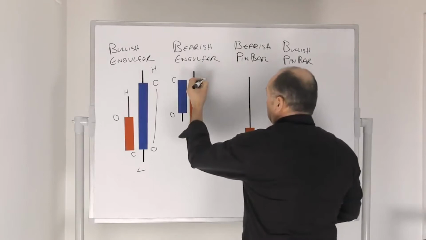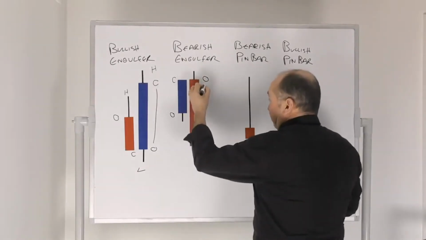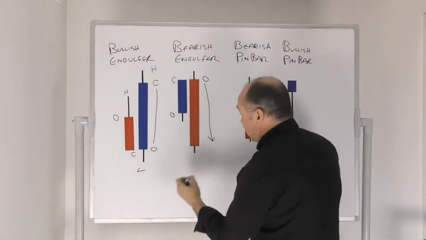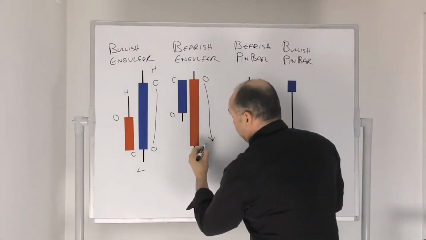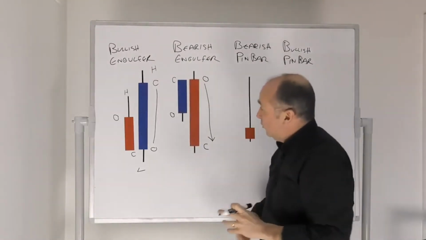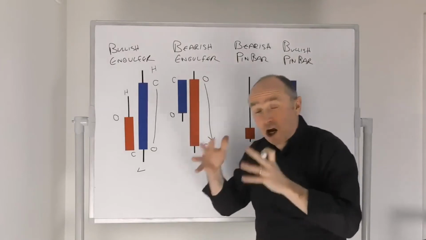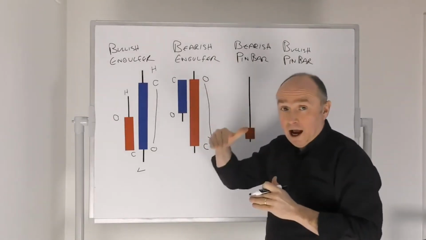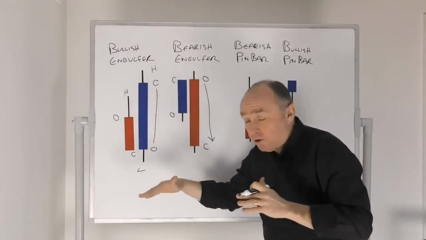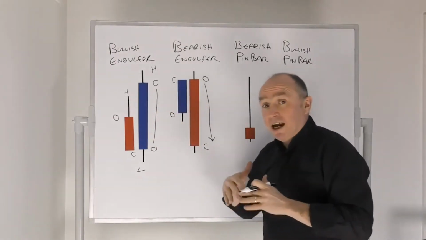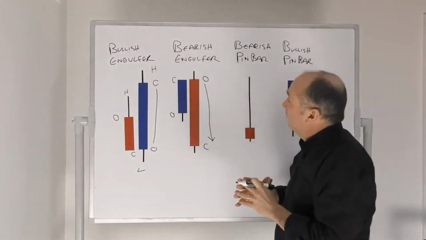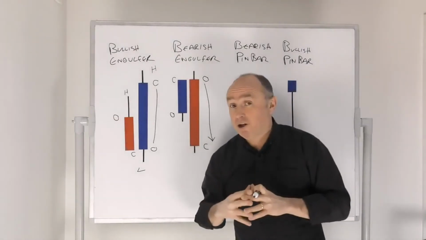So we open here and the sellers completely take out all the previous session's buyers, and we close lower. Hence the red candle completely engulfing the previous candle. This shows you a very, very powerful turning point at the top of an uptrend. So we're looking at bullish engulfing patterns at the bottom of downtrends and bearish engulfing patterns at the top of uptrends. Very powerful, form a big level of significance in our naked trading strategy.